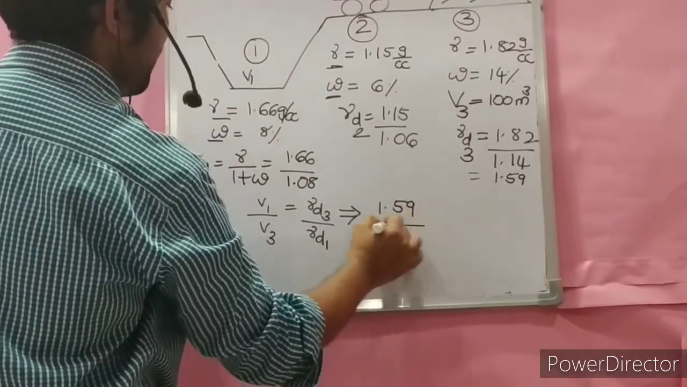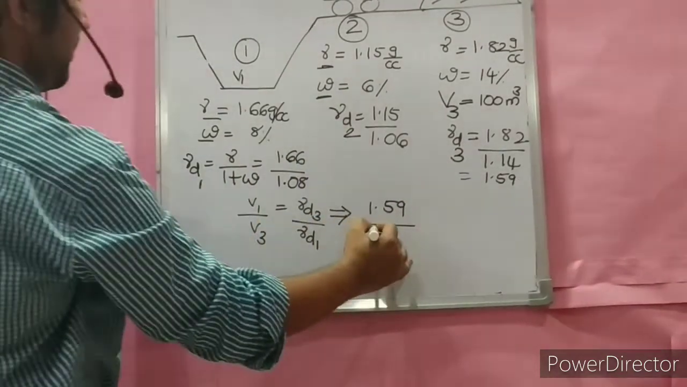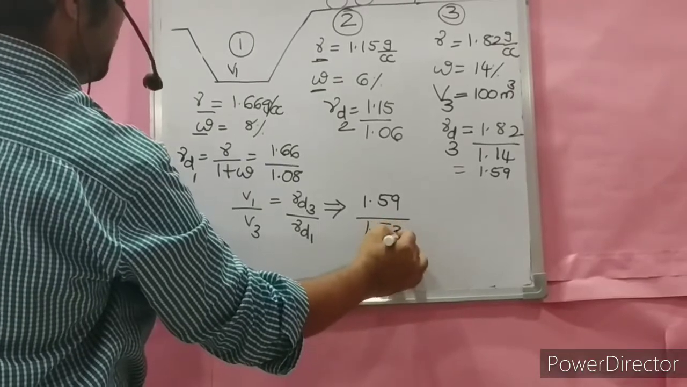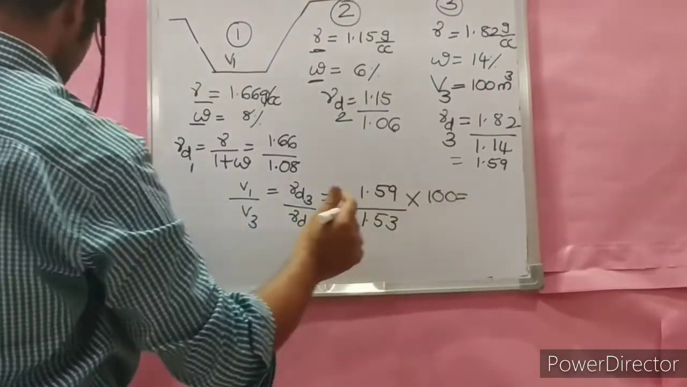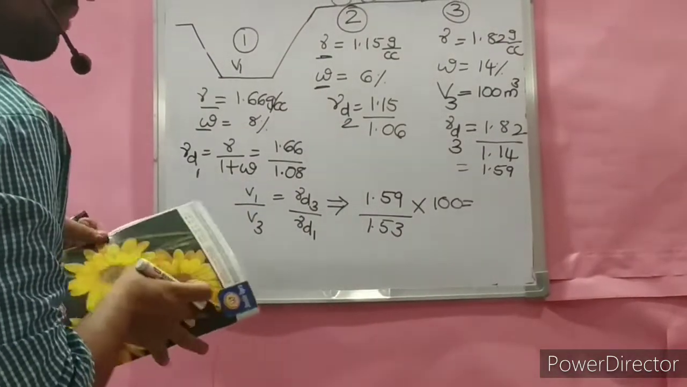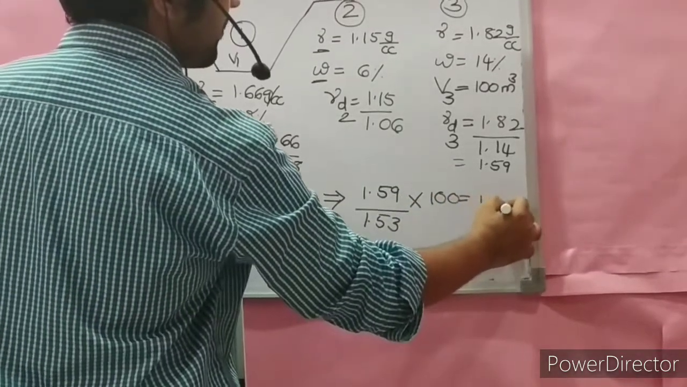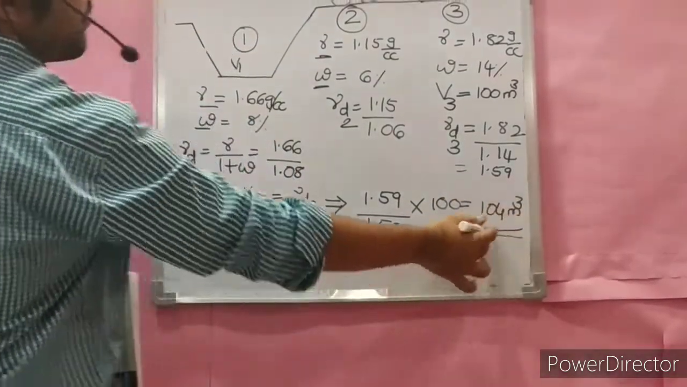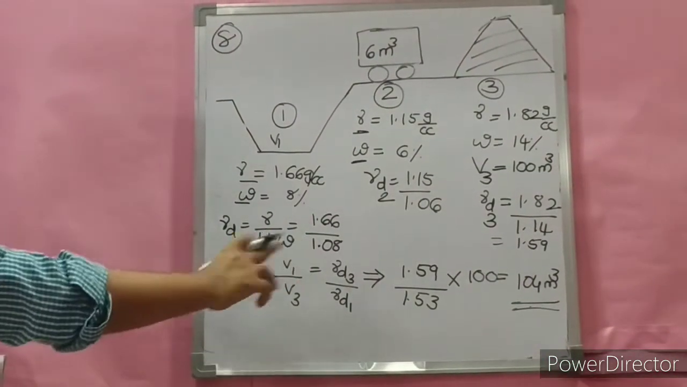1.59 divided by gamma D1, which is 1.53. 1.53 into V3, which is 100. So what is V1? On solving, you get V1 as 104 meter cube. 104 meter cube.